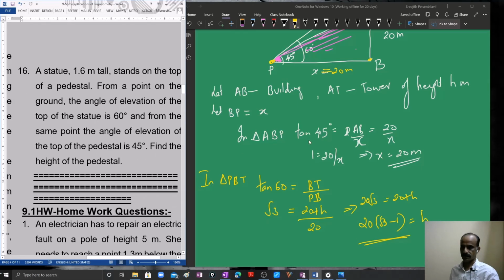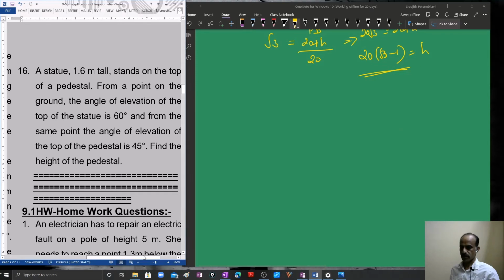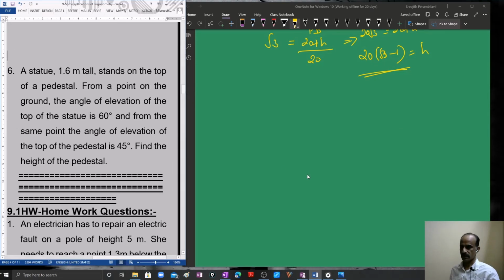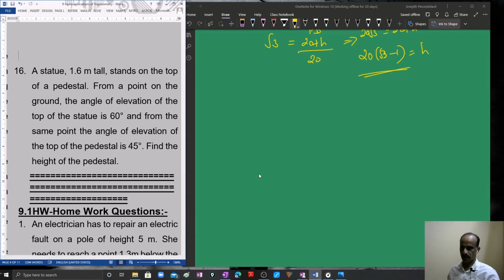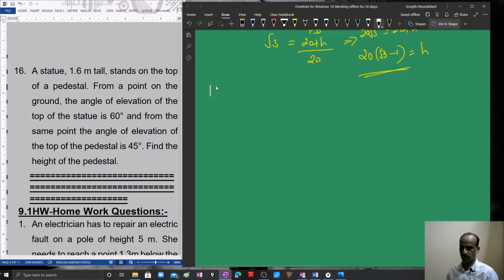Question number 16. A statue 1.6 meters tall stands on the top of a pedestal. From a point on the ground, the angle of elevation of the top of the statue is 60 degrees, and from the same point, the angle of elevation of the top of the pedestal is 45. Same question. I will just draw the figure and explain, to give the idea. I am not going to solve it completely. Not exactly the same, but almost. A statue.